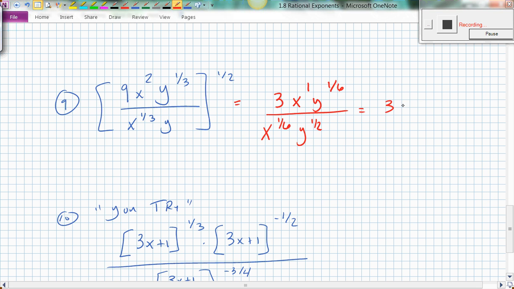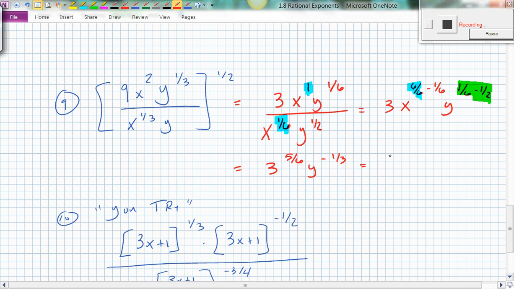Now that gives me 3 times x to the 1 minus 1/6. So I'm going to say 6/6 minus 1/6 to simplify this right here. 6/6 and 1, I'm just rewriting that to subtract those two numbers. And then I'm going to have y to the 1/6 minus 1/2. Now that simplifies all the way down to 3 times x to the 6/6 minus 1/6, which is 5/6, y to the negative 1/3. When you add 1/6 minus 1/2, you get negative 1/3.